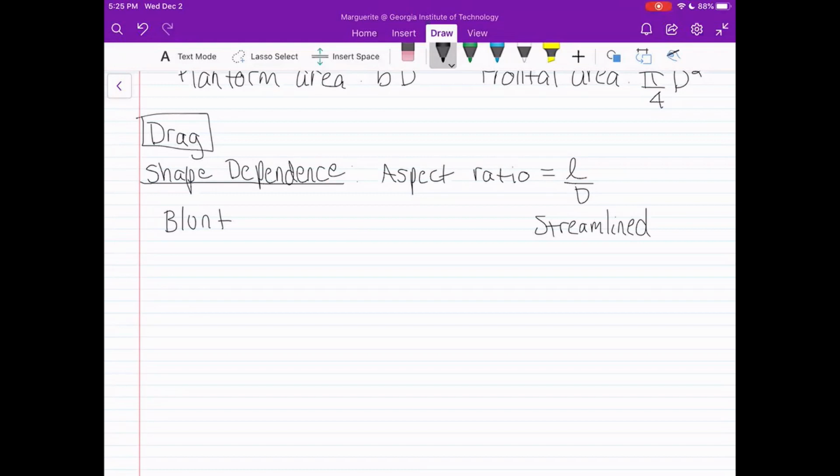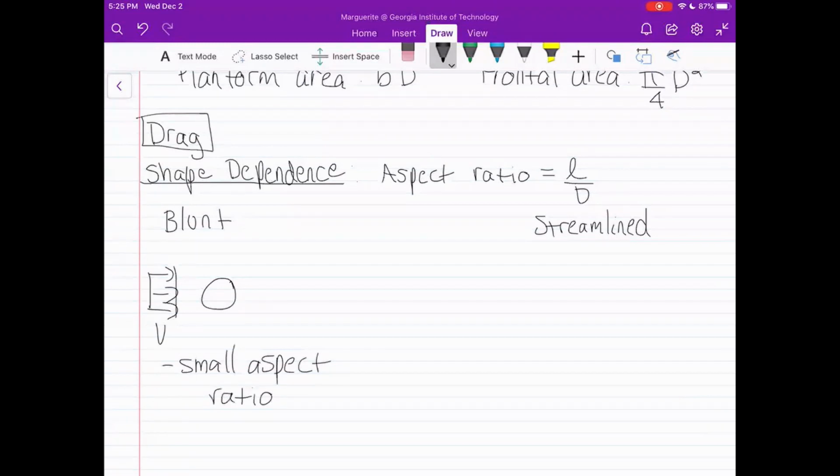For our blunt body, we talked about a circular cylinder. We're going to draw that. This circular cylinder has a small aspect ratio, and blunt bodies usually have small aspect ratios. For our streamlined body, we talked about a flat plate, and as you can see, this will have a large aspect ratio.